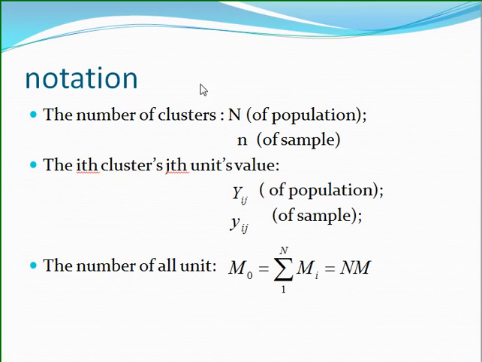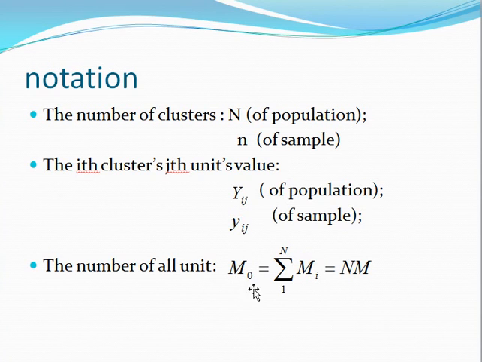Then, after we get the numbers of clusters N and n, we also say the value of the ith cluster and jth unit is Yij. For the population we use capital letters, and for the sample we use small letters. The number of all units is M0, which is all the Mi added together, and is equal to NM.